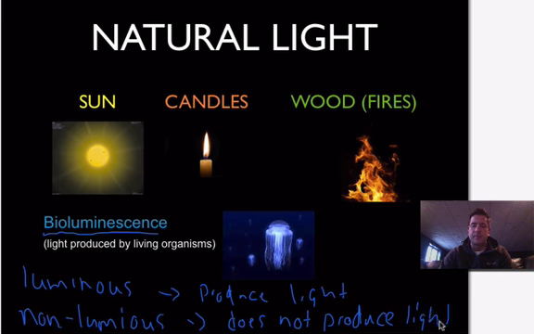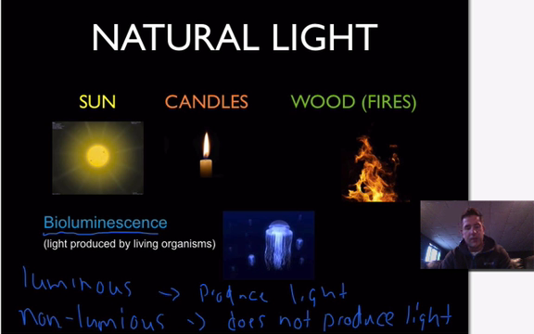Perfect. So types of natural light that we can see: sun, candles, wood fires, or bioluminescence. And so the sun is our most vast and greatest natural form of light. And remember, it radiates light through waves. Same thing with the candle. It's going to produce radiation, and radiation moves in all different directions, so it's going to produce radiant energy. And then wood and fire is the exact same thing. And then bioluminescence is these living organisms producing that light.